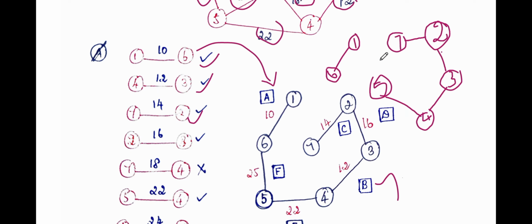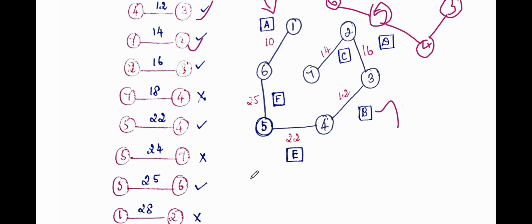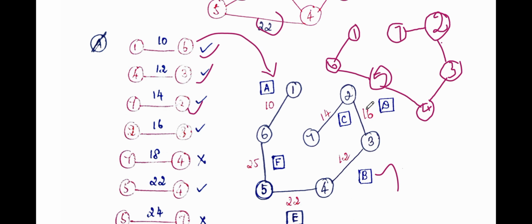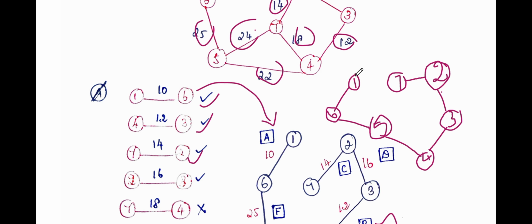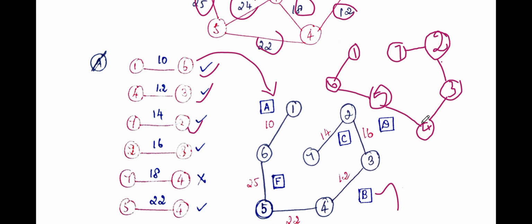The next minimum is 5 to 6. 5 to 6 is possible, so connect 5 to 6. The next minimum is 1 to 2. If we connect 1 to 2, this forms a cycle, right? So don't add this edge in the graph. So this is the final MST because we need V minus 1 edges to form the MST.